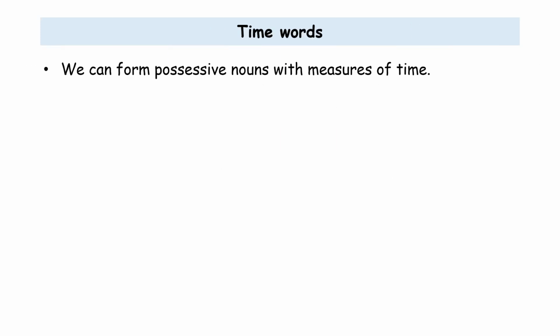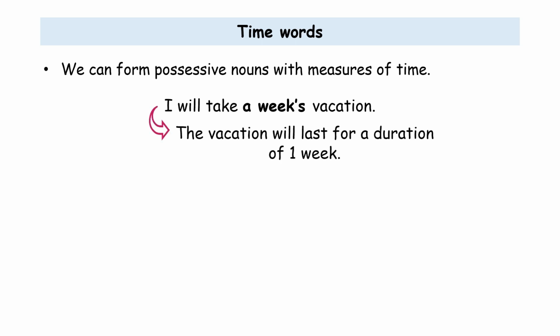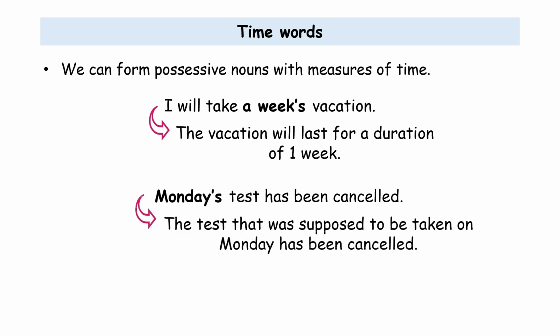We can form possessive nouns with measures of time. I will take a week's vacation. This means that vacation will last for a period of 1 week. Monday's test has been cancelled. This means that the test that was supposed to be taken on Monday has been cancelled.